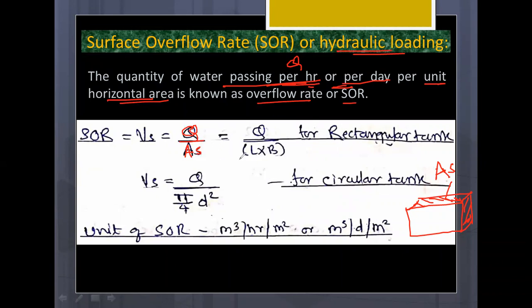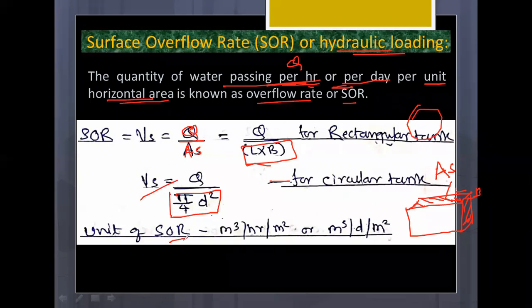So what is the surface area for the rectangular tank? This is the length, this is the breadth B. So L into B will be the surface area for the rectangular tank. For the circular tank, it is the area of a circle, that is pi by 4 into d square. So we have to use this formula for finding the surface overflow rate.